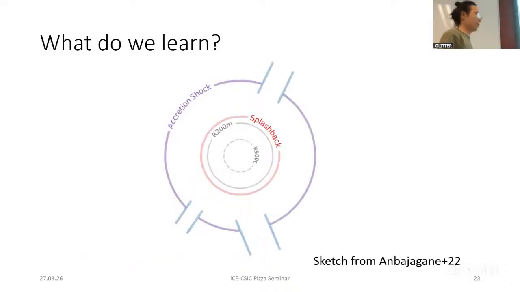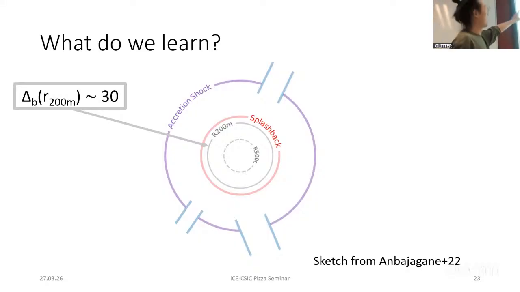And let me quickly summarize what we found by stacking halo outskirts. This is a sketch from a few years ago, Z-stacking, but I use that to tell you what we found. So first, at R2m, we have a baryon overdensity of 30.